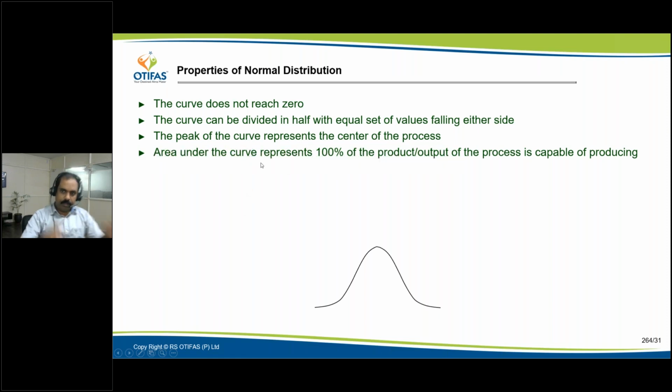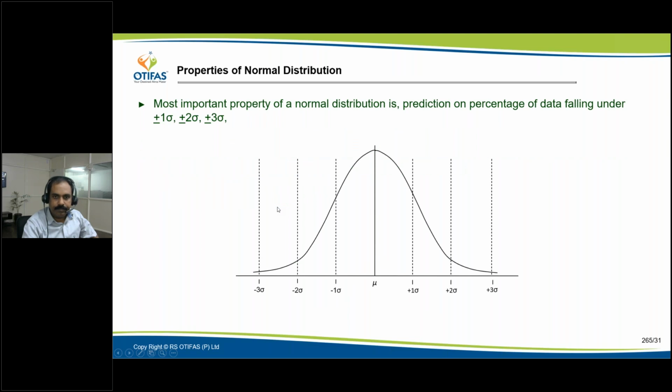What is the parameter for this? Have you heard about Z value? Anybody? Z value, T value? Yes, Z value. So Z value is related to the normal distribution. Okay, I'll not go much into detail. We don't have time for that.